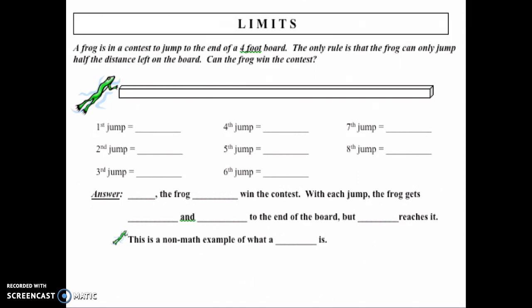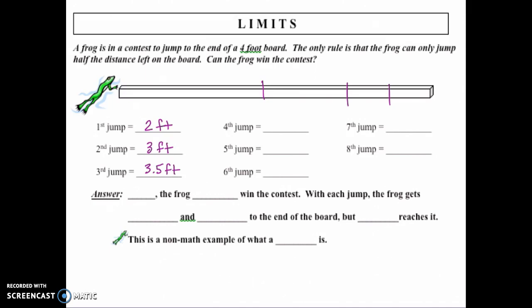So if this board is 4 feet long, then obviously on his first jump, he's only allowed to go about halfway, right? So that means that he's going to be at 2 feet. And then he's starting at 2 feet. So for his next jump, he can only jump half of what's left. So that's going to put him at about 3 feet. And then he's going to keep doing this. So if he's at 3 feet and the end of the board is 4 feet, then his next jump is going to be 3.5 feet.